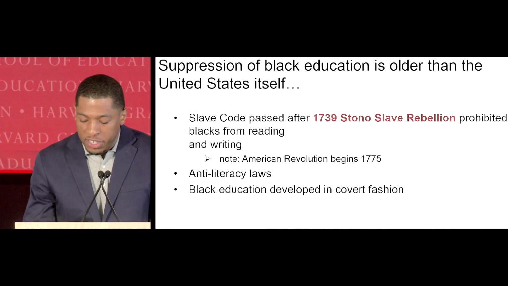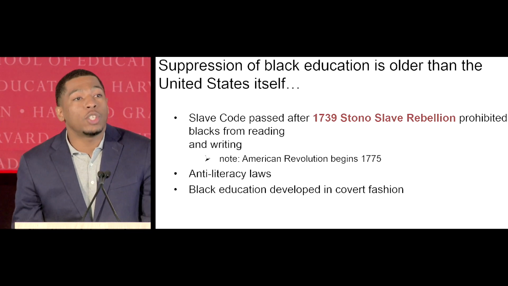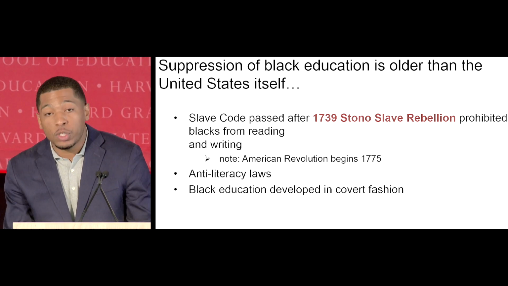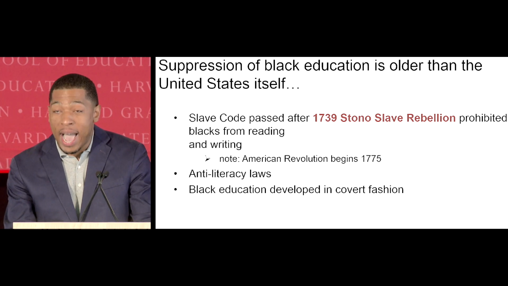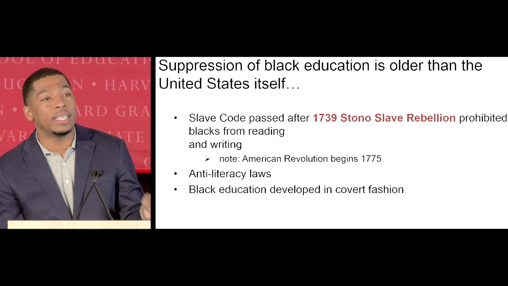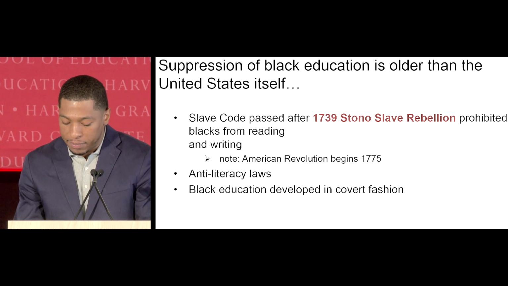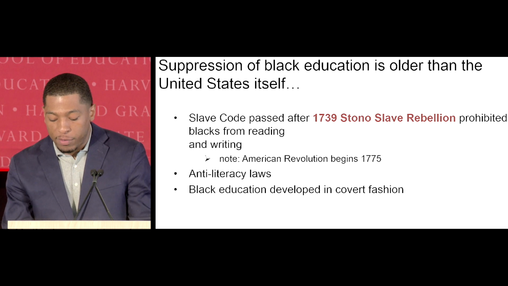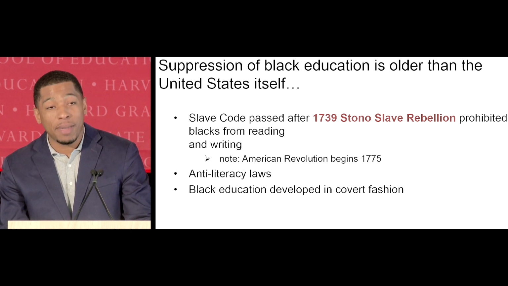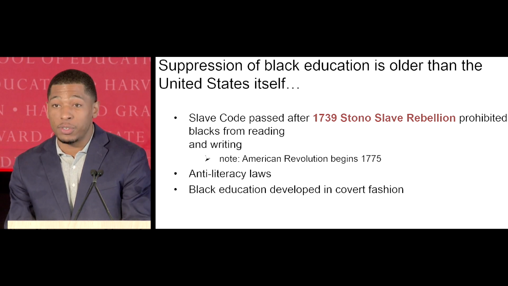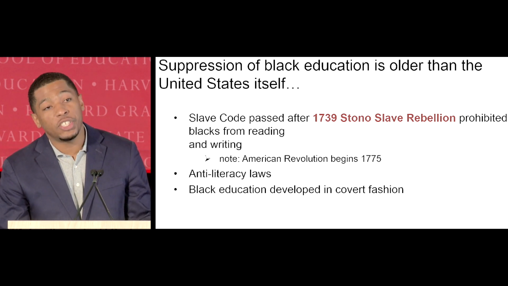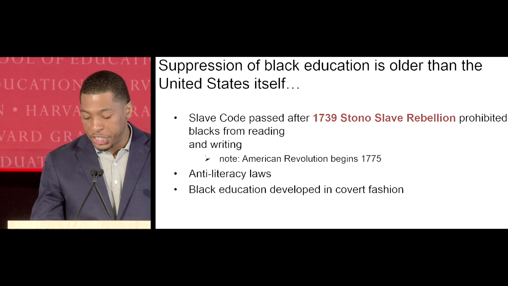So structural suppression of Black education in North America is older than the United States as a nation. For instance, after the Stono Slave Rebellion of 1739 in South Carolina, a legal code was passed, among other things, that made it illegal for Blacks to learn to read and write. This was decades before the American Revolution. These regulations, known as anti-literacy laws, became nearly universal across the southern states by the 1850s. Given these conditions, Black education developed in covert fashion.